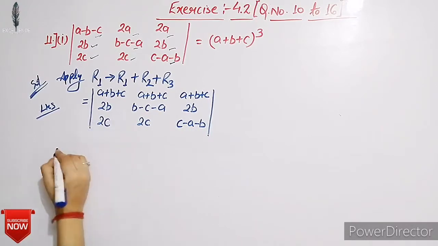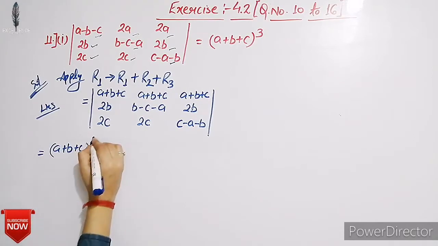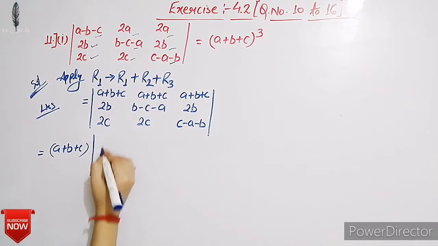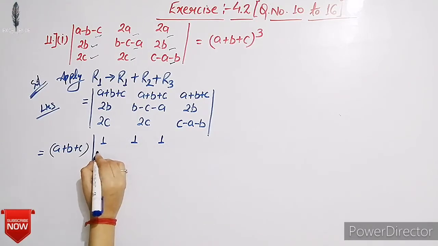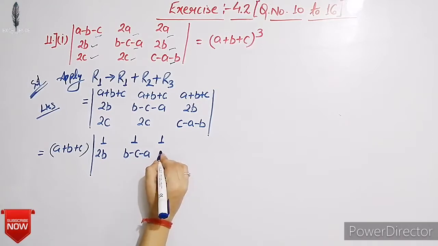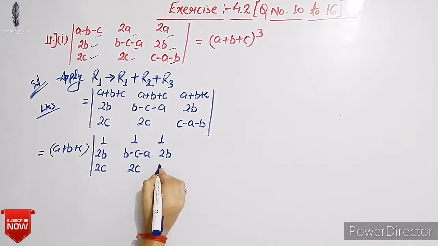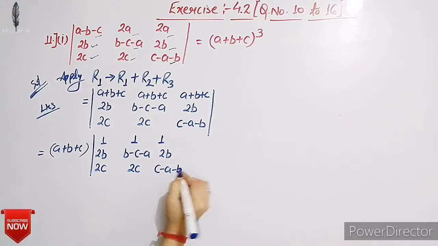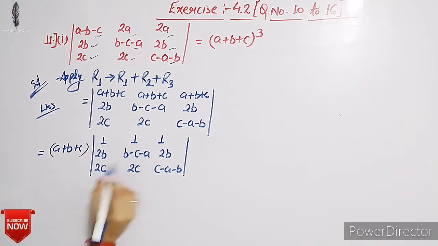Now taking a plus b plus c common from R1. Then we have it is equal to a plus b plus c into R1 is 1, 1, 1 and R2 is 2b, b minus c minus a, 2b, here 2c, c minus a minus b. Now simply same, 1 minus 1 is 0, 1 minus 1 is 0.